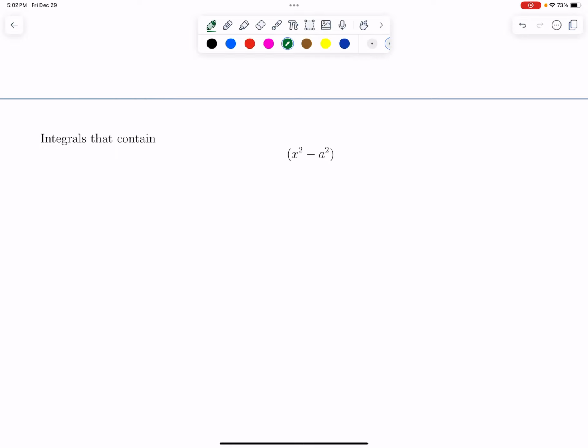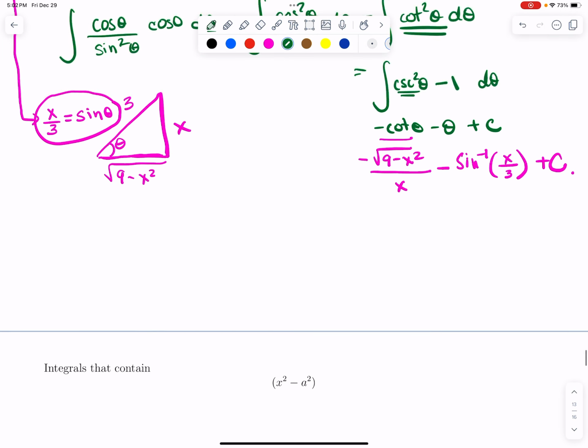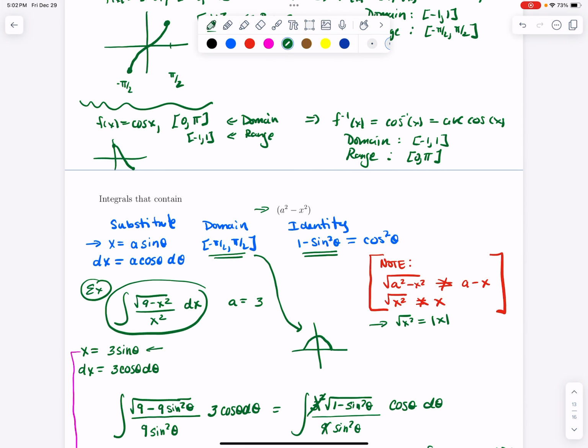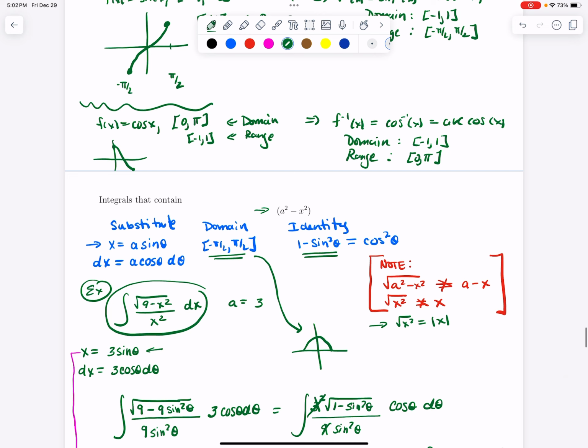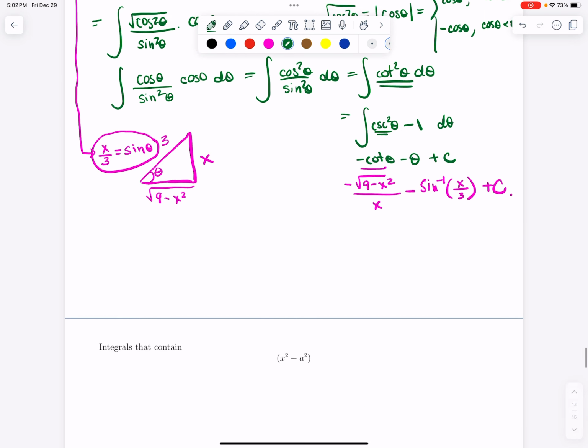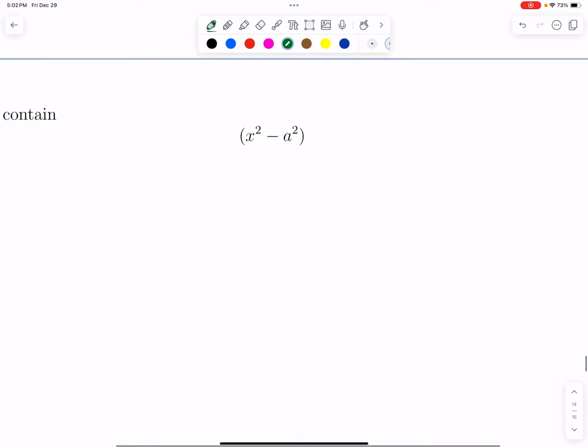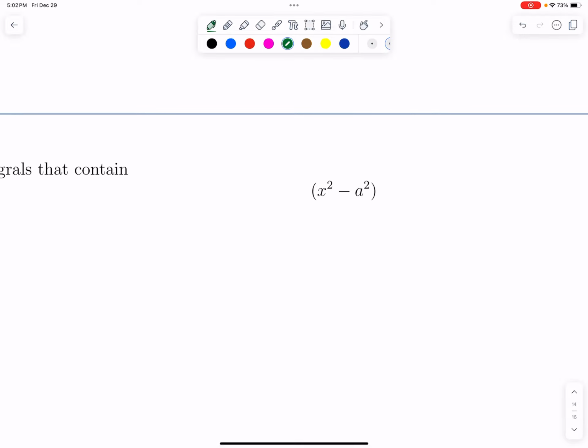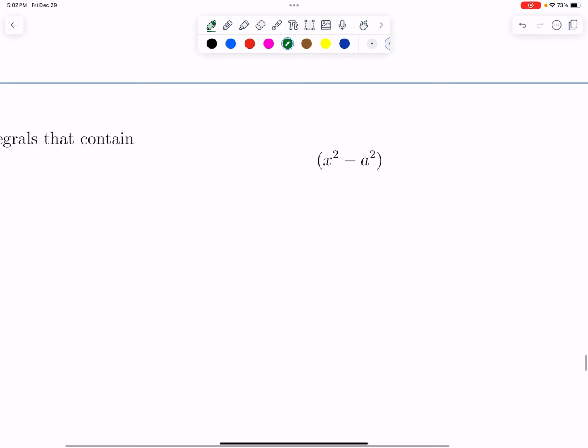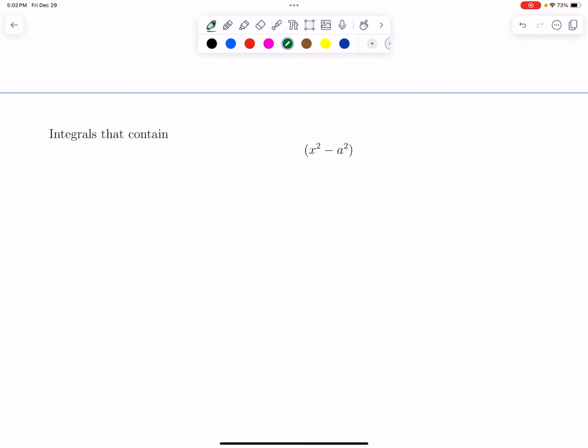Let's now look at integrals that contain x squared minus a squared. Different than a squared minus x squared, right? So a squared minus x squared means the constant comes first, and x squared minus a squared means the constant comes second. So in the case where we have x squared minus a squared, we are going to do the following substitution. We're going to let x be equal to a secant theta.